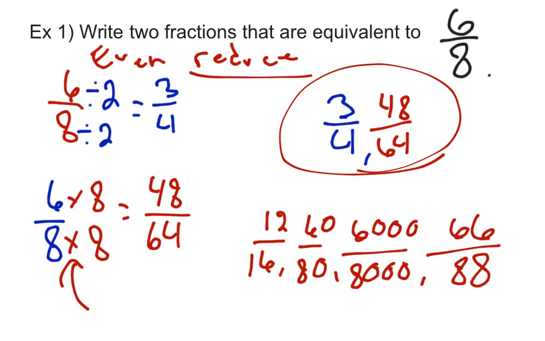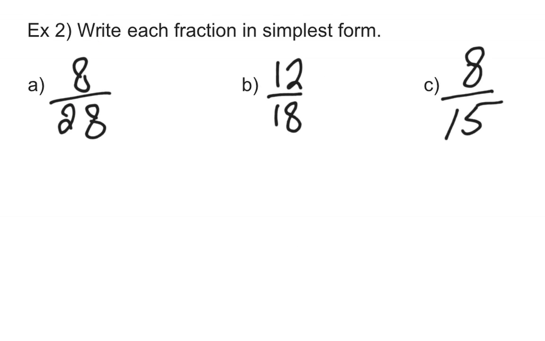Those are all possibilities. All we need to do is come up with two of them. We don't have to do all of them. So two fractions, two ways to do it. One way is to reduce, and the other way is to actually multiply and make the numerator and denominator go up.